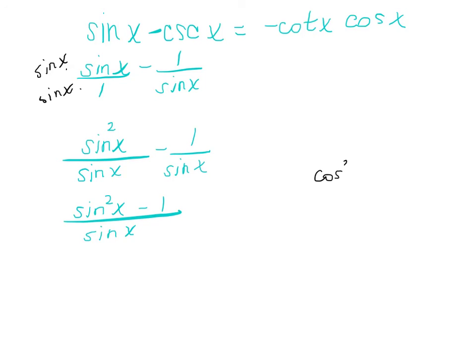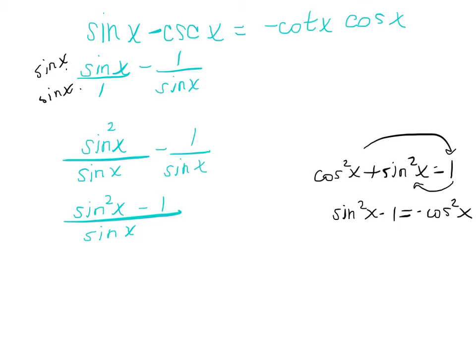Remember that cosine squared x plus sine squared x equals 1. And what I have here is sine squared x minus 1. So how can I get that? Well, I'd have to subtract 1 from both sides. But that also means that I'd have to move cosine squared x to the other side. So this becomes sine squared x minus 1 equals negative cosine squared x. So I can make a substitution of negative cosine squared x here. So this becomes negative cosine squared x over sine x.